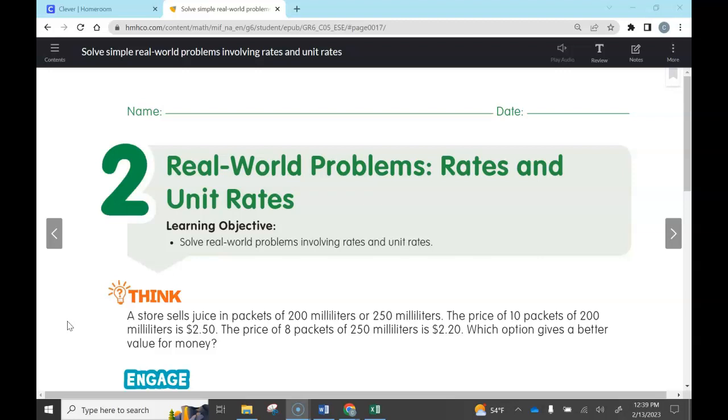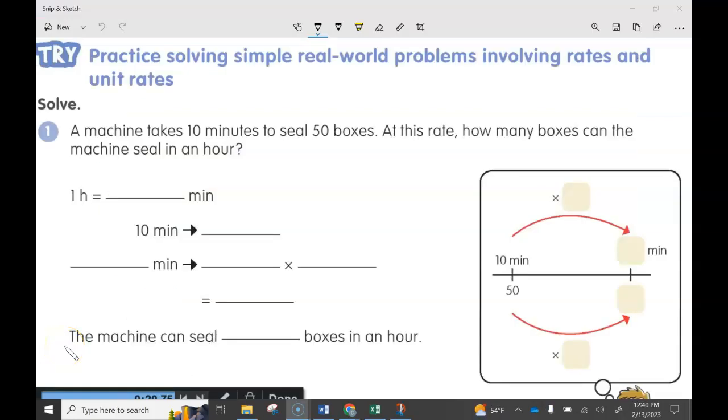In this video, we're going to take a look at solving real world problems involving rates and unit rates. We can see the problem here on page 248. I want you to fill this in with me as we go through it together. A machine takes 10 minutes to seal 50 boxes. At this rate, how many boxes can the machine seal in an hour?